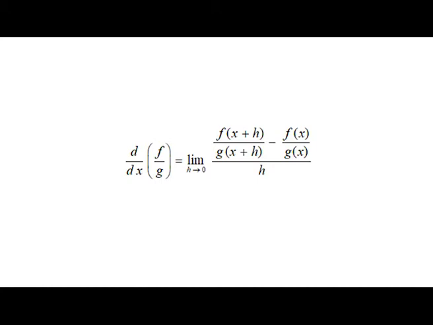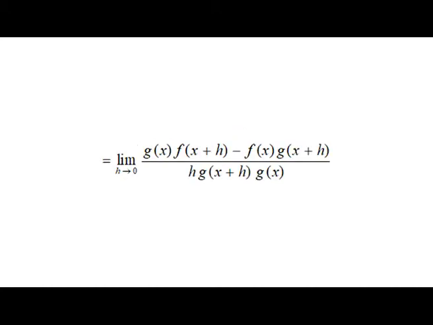d/dx of f/g equals the limit of [f(x+h)/g(x+h) minus f(x)/g(x)] upon h as h approaches 0, which is equal to the limit of [g(x)f(x+h) minus f(x)g(x+h)] upon [h g(x+h) g(x)] as h approaches 0. To change the last fraction into an equivalent one that consists of the difference quotients of the derivatives of f and g, we subtract and add g(x)f(x) in the numerator.